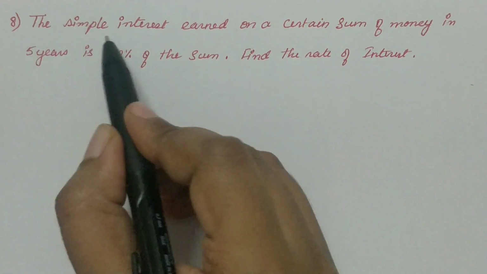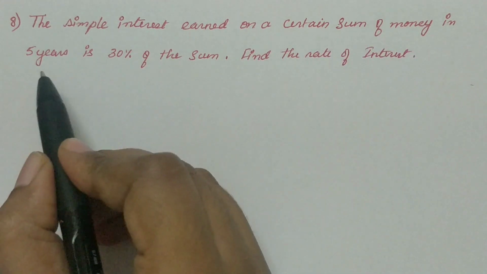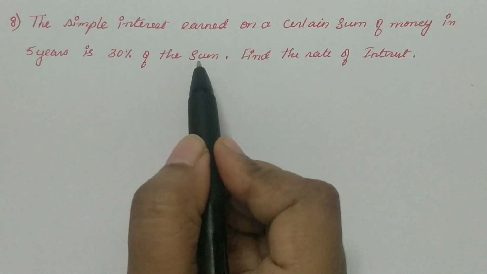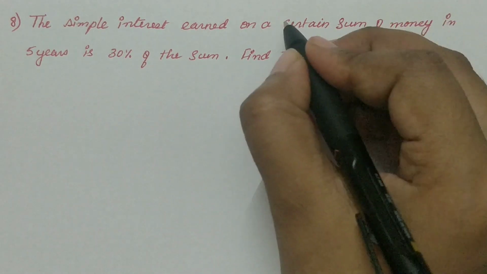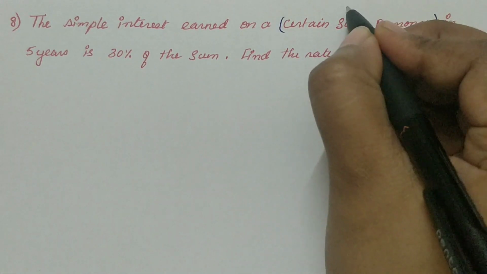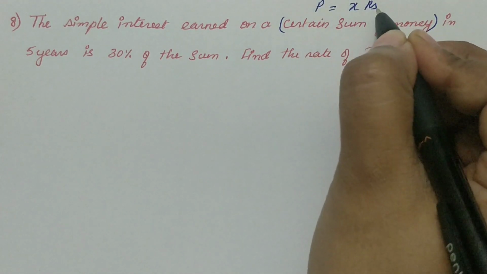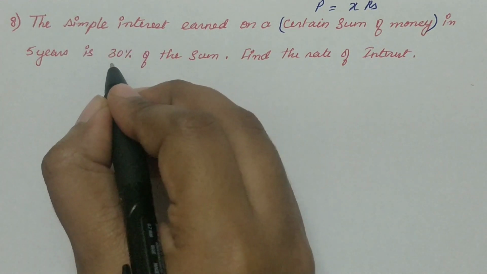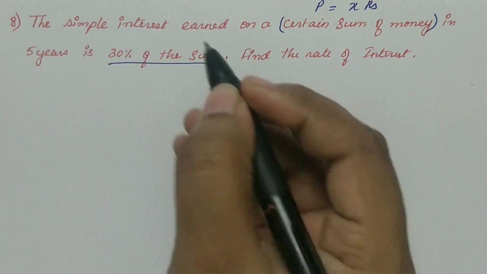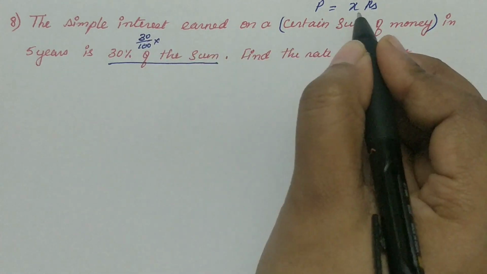Eighth one, the simple interest earned on a certain sum of money in 5 years is 30% of the sum. Find the rate of interest. Let the certain sum of money be x rupees. That is, principal equals x rupees, and simple interest equals 30% of the sum. That is 30 by 100 into x rupees.